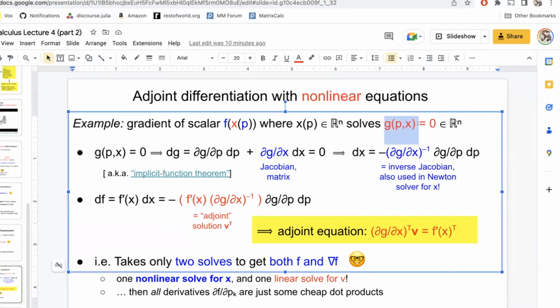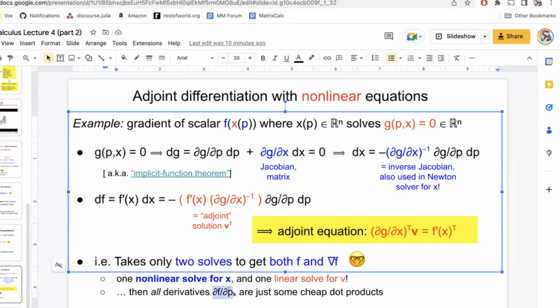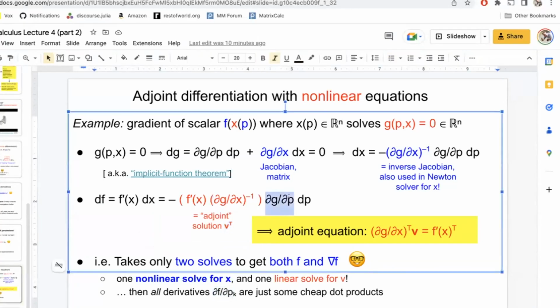First we solve a nonlinear system of equations to get x, right? And we do that by a sequence of linear solves, probably using this inverse Jacobian matrix. So we have to solve this many times, and then we solve one more linear solve just with the transpose Jacobian matrix. And then once you have that, then you can get the derivatives, because if you want df/dp, it's just a dot product of this V transpose with dg/dp, times, I guess the dp cancels, right? That's it. So it's just a bunch of dot products.